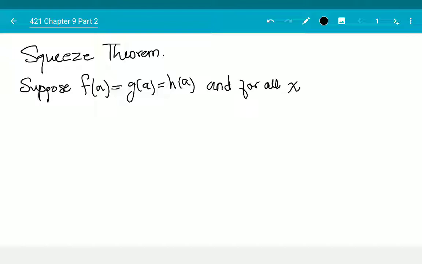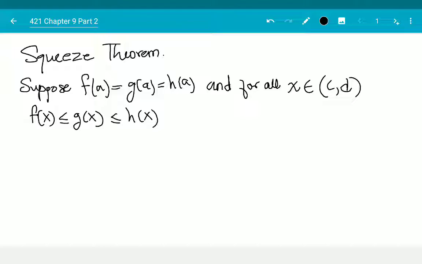x, at least in some interval, let us say in c to d, f of x is smaller than or equal to g of x is smaller than or equal to h of x, right? Also, f prime of a is equal to h prime of a.